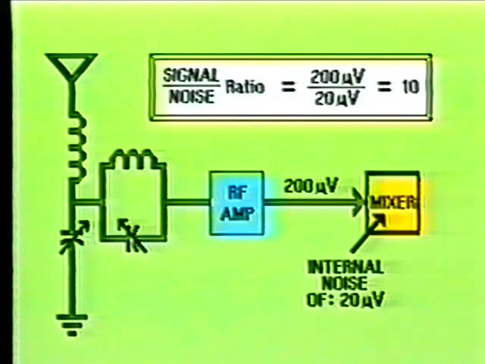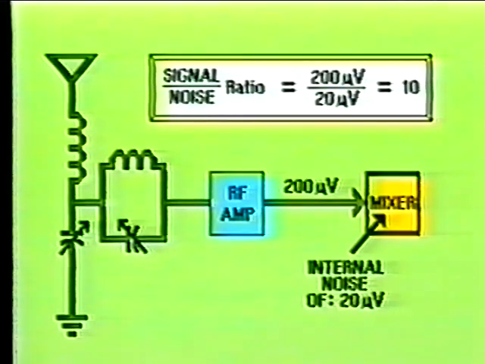If the signal power from the RF amplifier stage is 10 times the power generated by the thermal action in the input circuit resistance of the mixer stage, the signal-to-noise ratio will be 10. This gives the RF amplifier a much better chance of overriding the mixer noise.